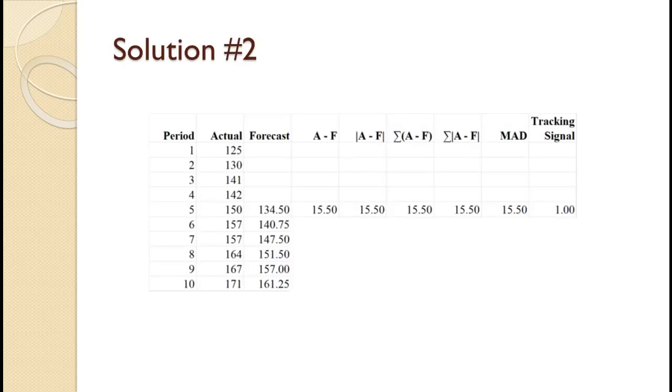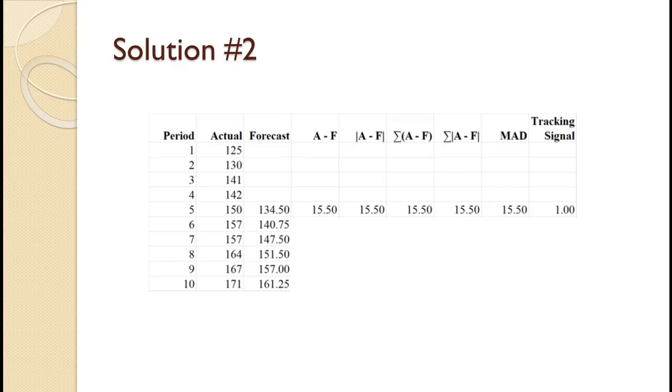The actual of 150 minus the forecast of 134.50 equals 15.50, and its absolute value is 15.50. Since this is the first period for the tracking signal, the cumulative A minus F also equals 15.5, as does the cumulative absolute value A minus F.